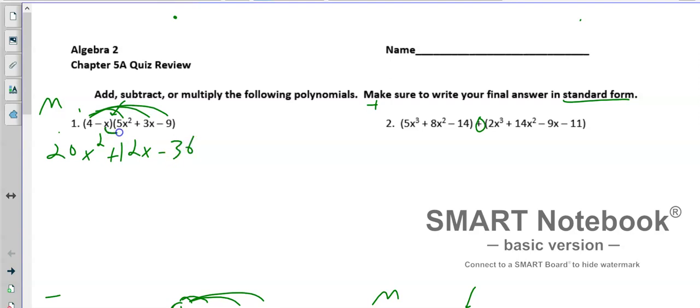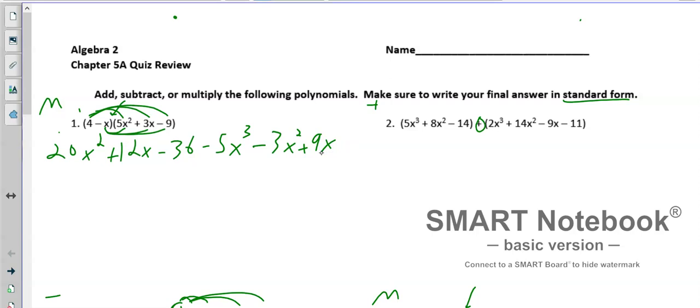Now I'm going to distribute this -x to all 3. So -x times 5, negative times positive is negative. 5 times 1, and x to the 1 times x squared is x cubed. -x times 3x, again, negative times a positive. 3 times 1, x times x is x squared. And negative times negative is positive, 9 times 1, and the x just tags along.